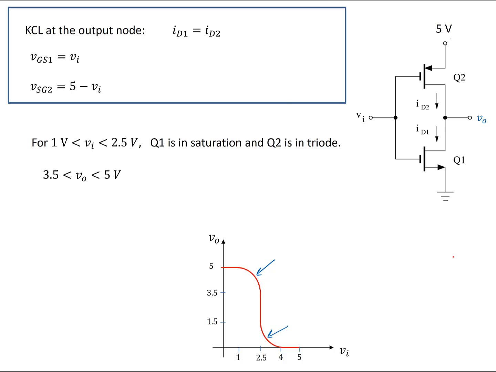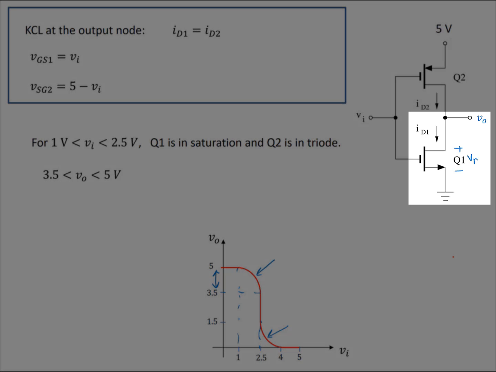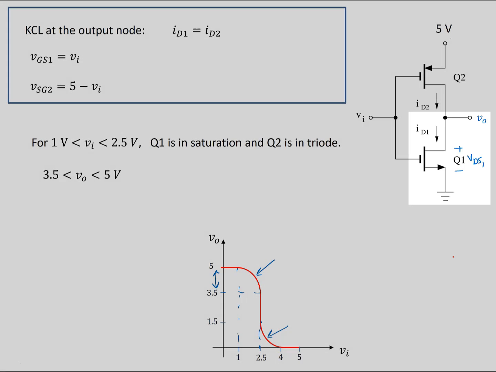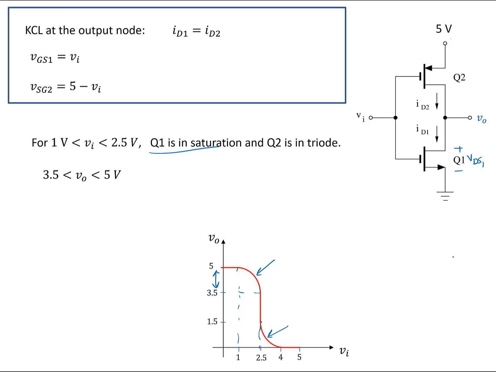For VI values between 1 and 2.5 volts, the output is going to be between 3.5 volts and 5 volts, and the output is this voltage here, VDS1. So VDS1 is a large value greater than overdrive voltage of transistor 1. As a result, Q1 is in saturation in this range. From this 5 volts, most of it is going to drop across drain to source of Q1, and the smaller portion of this 5 volts is going to go for VSD of transistor 2. As a result, Q2 is going to be in the triode region.